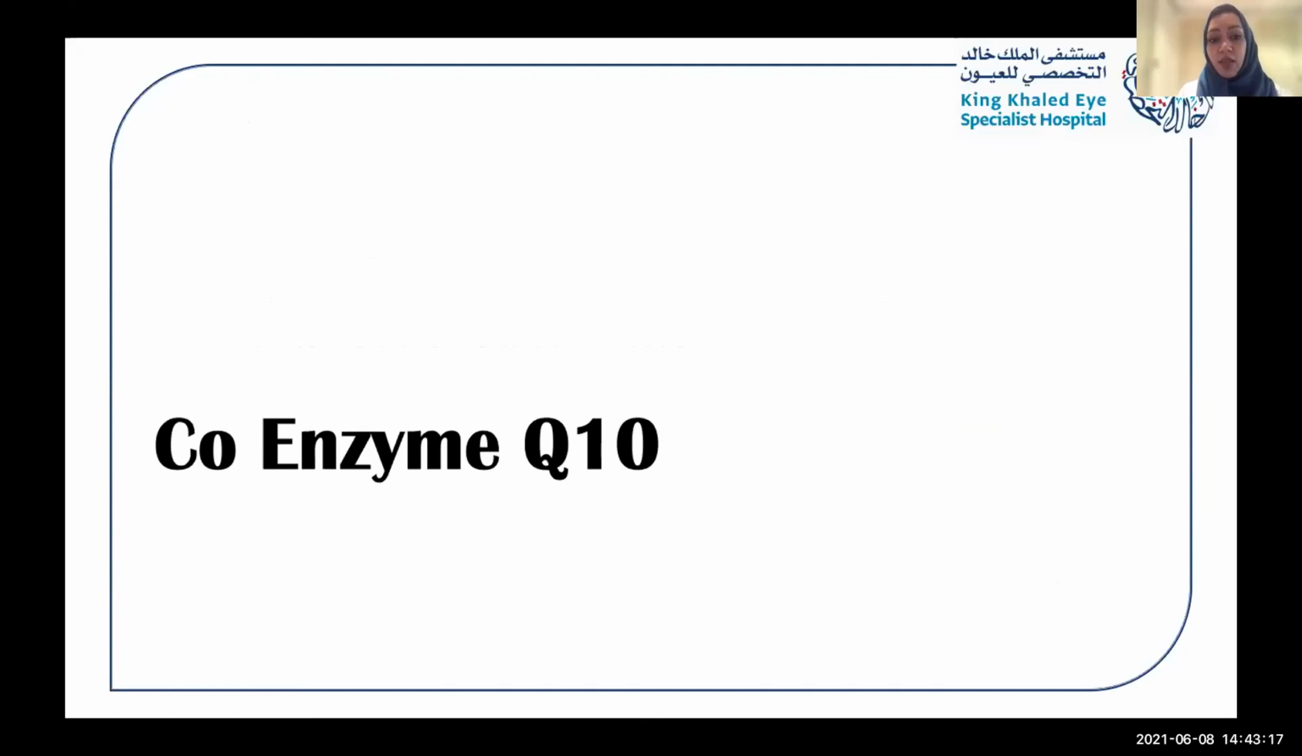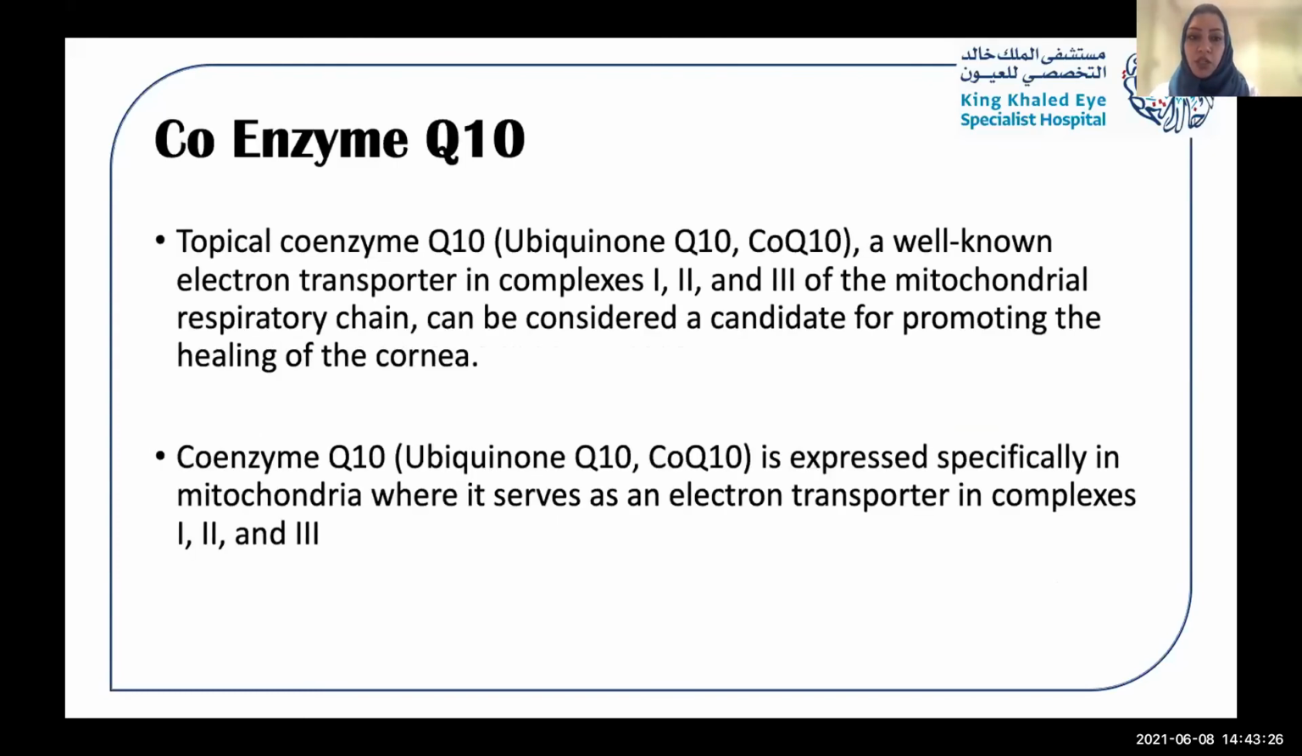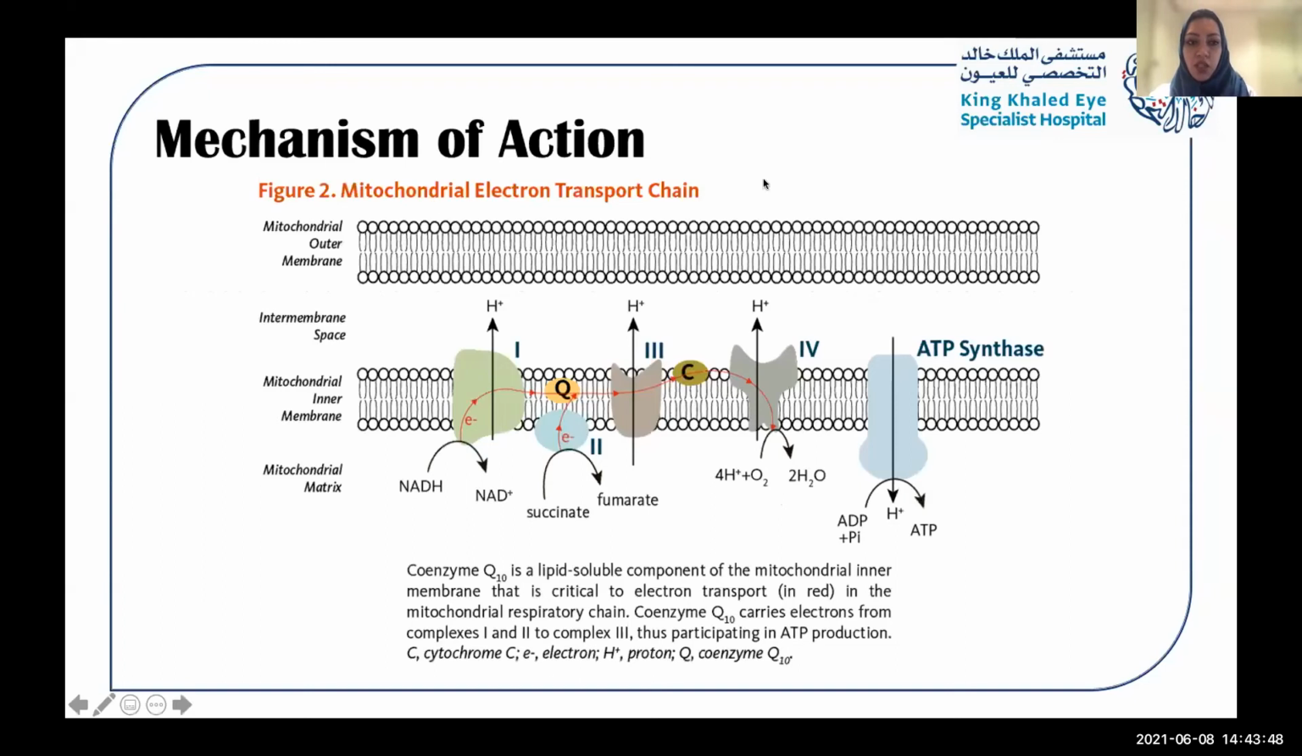Coenzyme Q10 is another important factor. However, it acts in a different way. It's not one of the growth factors that I mentioned. It is an electron transport component. It's a complex that attaches to the electron transport complex 1 and 2 and 3 of the mitochondrial respiratory chain. I will show you here the function to understand it. So this is a mitochondrial electron transport chain, and these are the complexes 1 and 2 and 3. And here you see the coenzyme Q10.